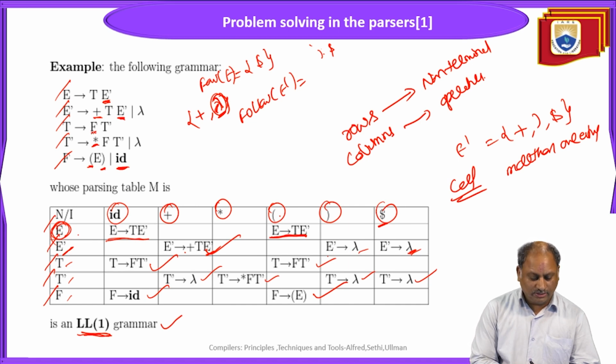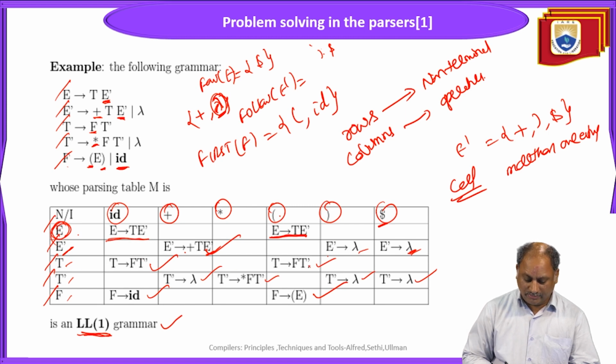So T is first of F. What is first of F? First of F equals left parenthesis, ID. Why? Because this is the first of F. Now first, right parenthesis, ID. So here T is ID. So ID, left parenthesis, these two are to be included.